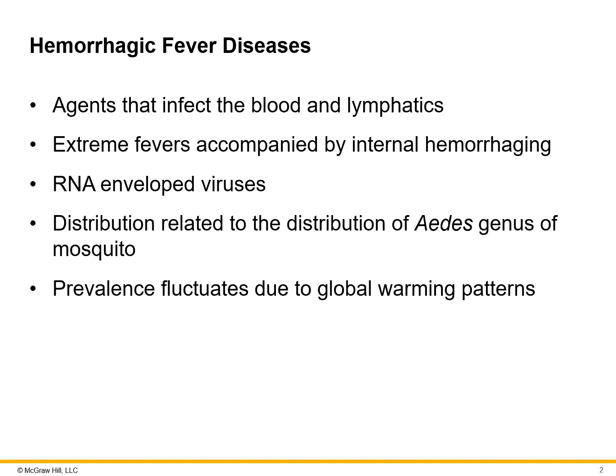So looking first at the hemorrhagic fever diseases. Of course, they get their name because they cause internal hemorrhaging. So we're talking about it because it affects the blood and the lymph. These are caused by RNA-enveloped viruses, and they are mainly distributed by mosquitoes. So therefore, prevalence is going to fluctuate due to where the mosquitoes are.